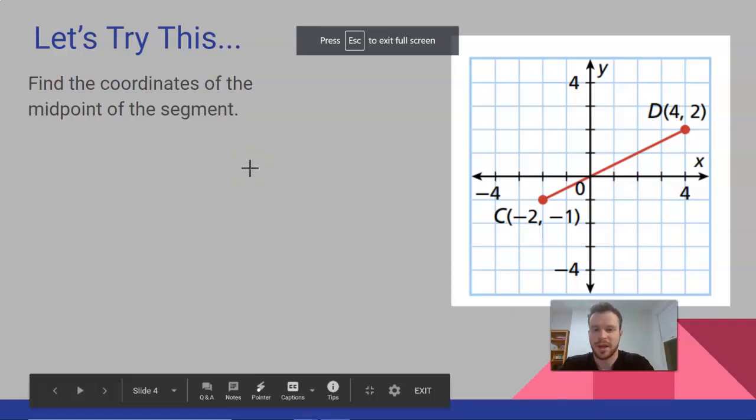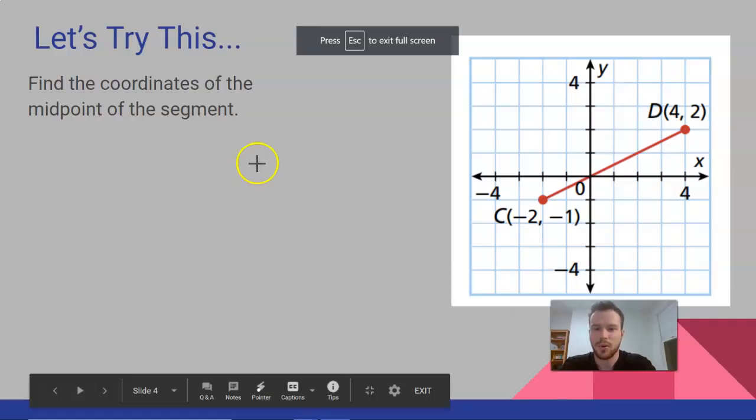We're going to change gears a little bit and look in the coordinate plane for our lesson today, and we're going to discuss how to find the midpoint and the length of a segment in the coordinate plane. So pay close attention and take great notes. Let's get going.